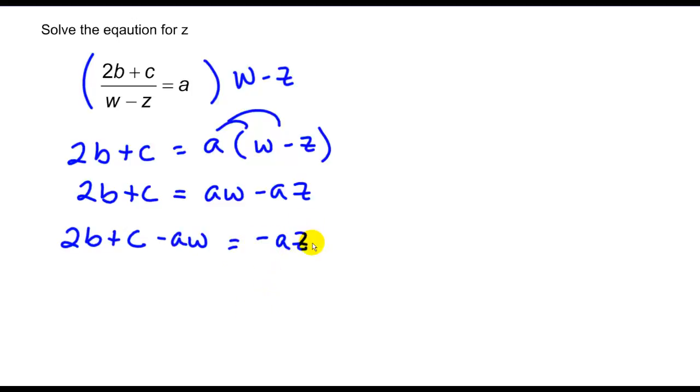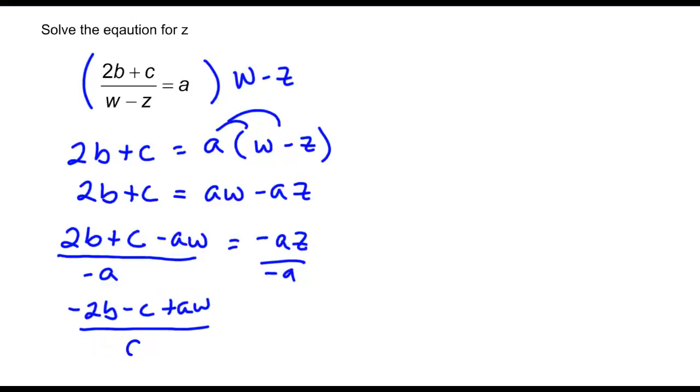And I want to isolate once again my z term. So in this case, I'll divide both sides by negative a, and just like last time, I don't want to leave a negative in the denominator, so I divide by negative 1 in each term, getting negative 2b minus c plus aw over a. Notice these a's will not reduce because I can't reduce across addition and subtraction. We learned that freshman year.